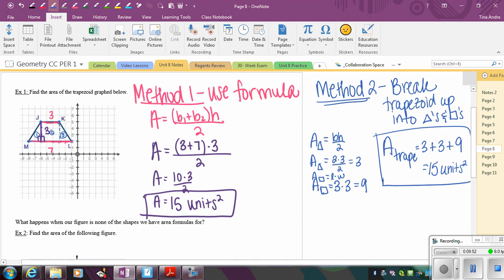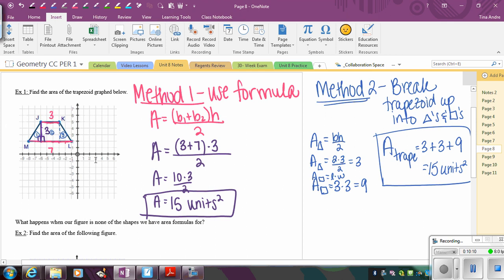You can break it up into other shapes. You could always just count, like for area of a square, you could always count the boxes. It's just not as efficient, but it's possible. For a triangle, you could always make a rectangle out of it, find the area of that, divide it by 2, because remember, a triangle is half of a rectangle.